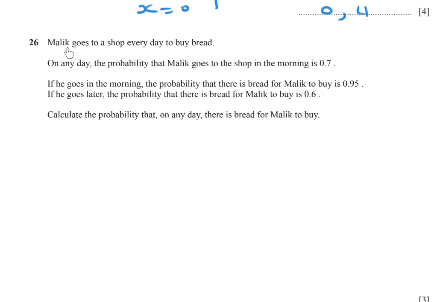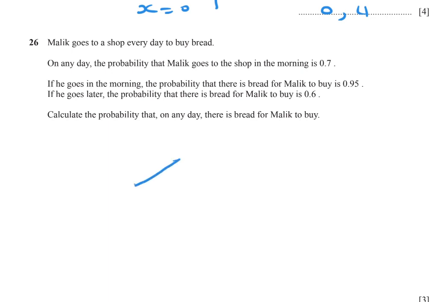Number 26. Malik goes to a shop every day to buy bread. On any day, the probability that Malik goes to the shop in the morning is 0.7. If he goes in the morning, the probability that there is bread for Malik to buy is 0.95. If he goes later, the probability that there is bread for Malik to buy is 0.6. Calculate the probability that on any day there is bread for Malik to buy.